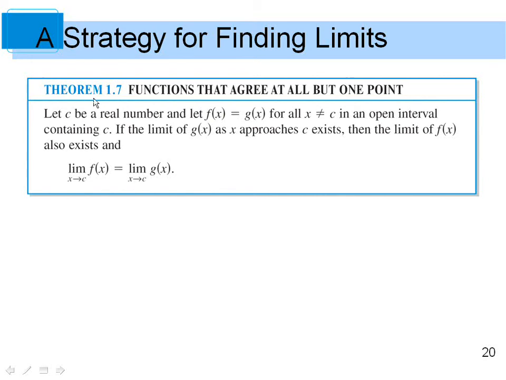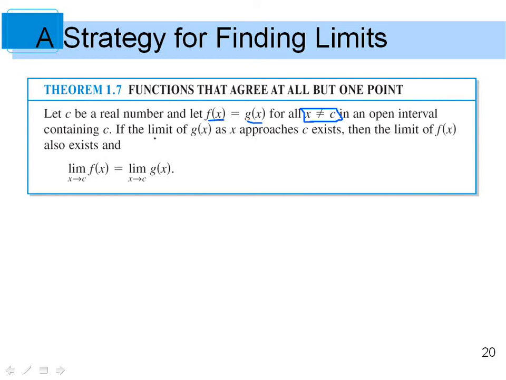So here's theorem 1.7. You have functions that agree at all but one point. So you have two functions here. You've got f of x and g of x, and they're the exact same function for every x in the open interval as long as x doesn't equal this one value c. So they agree everywhere. They're the exact same thing except for this one point. So if you just picture one little spot where the one has a hole and the other one does not.